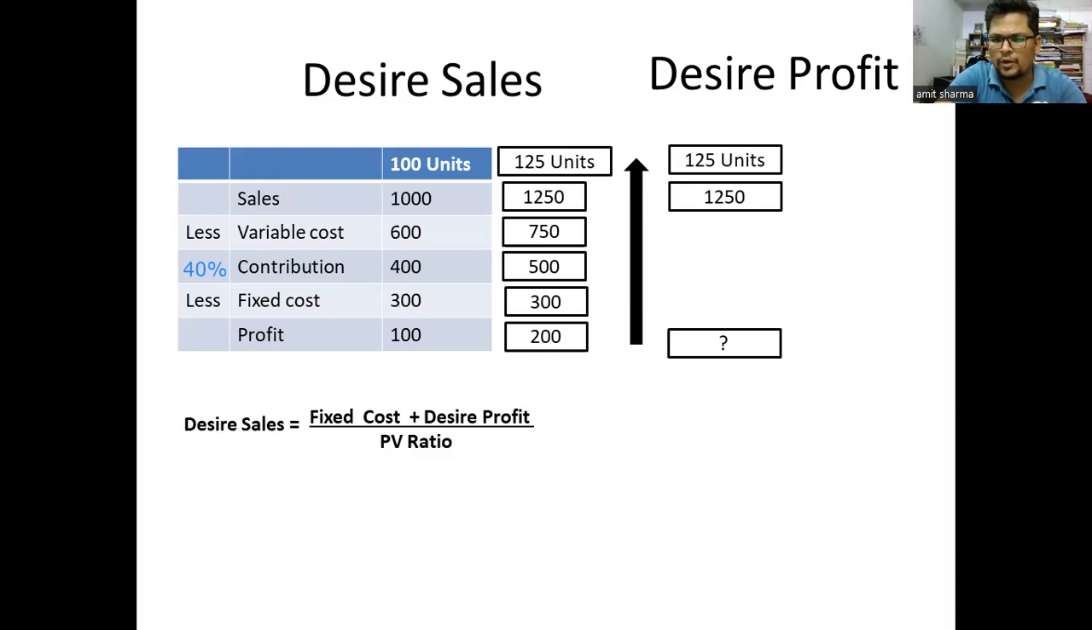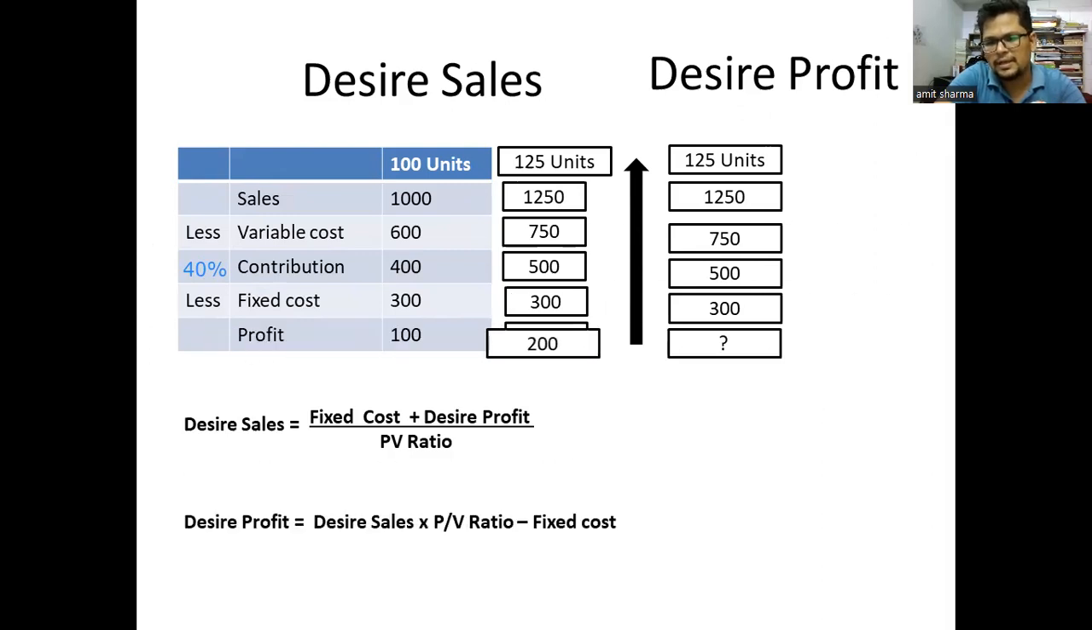The sales will be 1250, and if the contribution is 40%, obviously the variable cost is 60%. So we can easily calculate 500 as contribution, and there is 300 rupees as fixed cost. In that situation, we can easily calculate 200 rupees as profit. So whatever we did, make it into this formula: sales multiplied by profit volume ratio, that is equivalent to 500 rupees contribution, minus fixed cost, that will be profit.